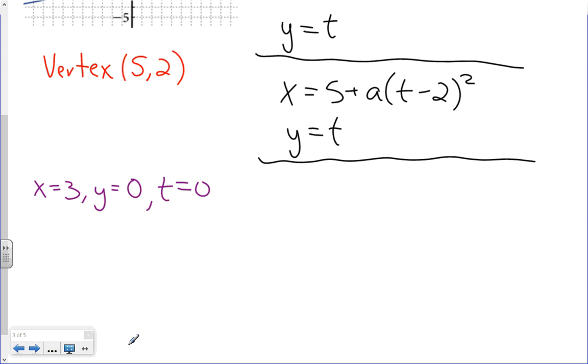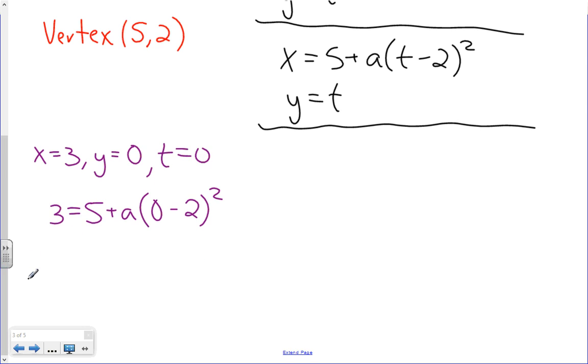All right, so with that, I should be able to plug that into the first equation and find out what a equals. So from the first equation there, it's x, or that's 3 for us, is equal to 5 plus a times, the t value is 0, minus 2 squared. So I've just plugged in my x and my t value, and my h and my k, and I can now solve that for a. So what do we end up with? Subtract the 5, and we'll end up with a negative 2 over here on the left. Negative 2 squared is 4, so that's 4a over there on the right. Divide by 2 would give us a negative 1/2 is our value for a.